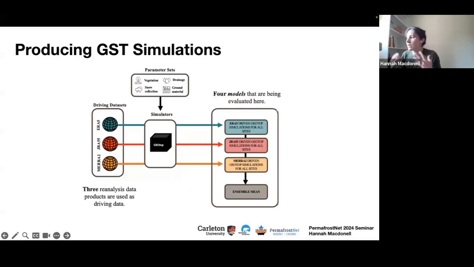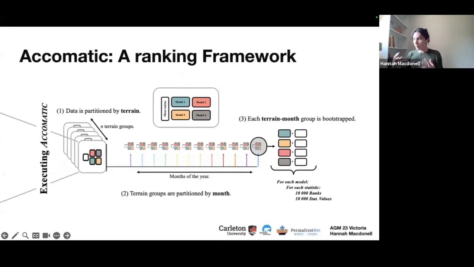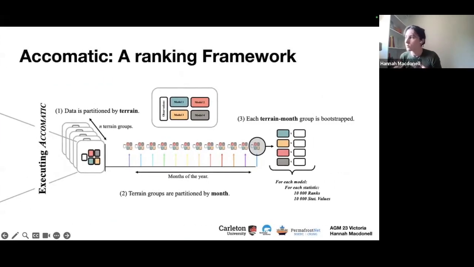So the simulated output from each model is then fed into our ranking framework. And this ranking framework, so this is kind of the crux of the thesis, was initially named by another student. So it was called Acomatic because it automates the application of a bunch of accordance measures, accordance, Acomatic. I thought it was fun. So I did not name it myself, more adapted it to kind of suit this thesis and this case study.